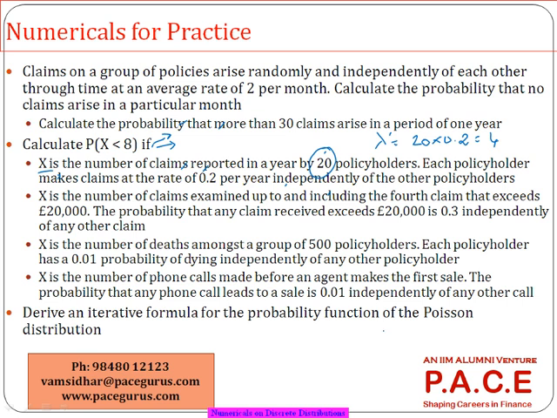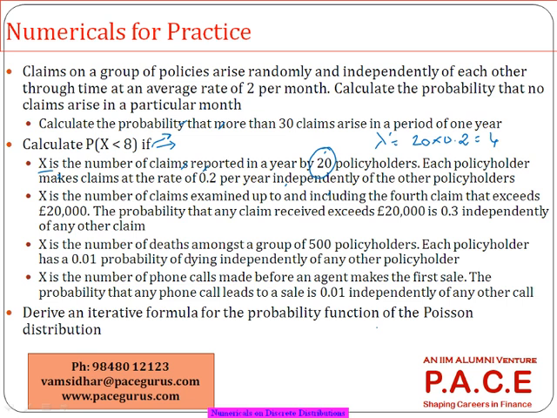Then, X is the number of claims examined up to and including the fourth claim that exceeds 20,000. So the number of events up to the nth success, up to the kth success, is what we have to model here. I want the fourth claim that exceeds 20,000, which means I am looking at the number of claims. I am stopping where I come across a fourth claim which has crossed 20,000. Now he is saying the probability that any claim received exceeds 20,000 is 0.3. So what I can very well use in this case is a negative binomial distribution.